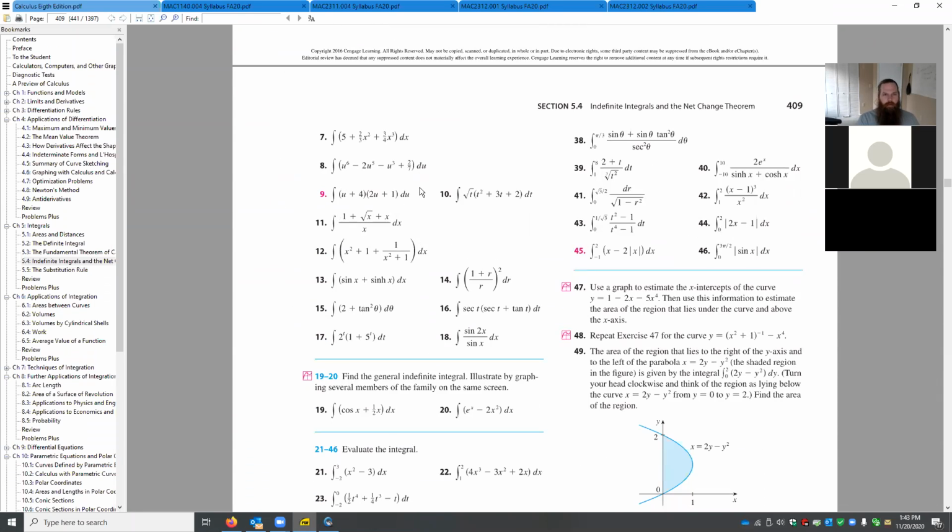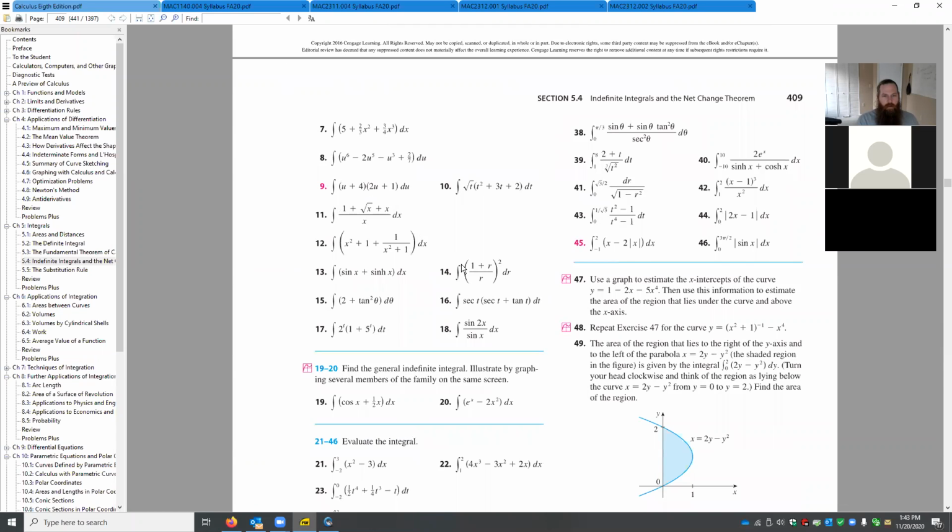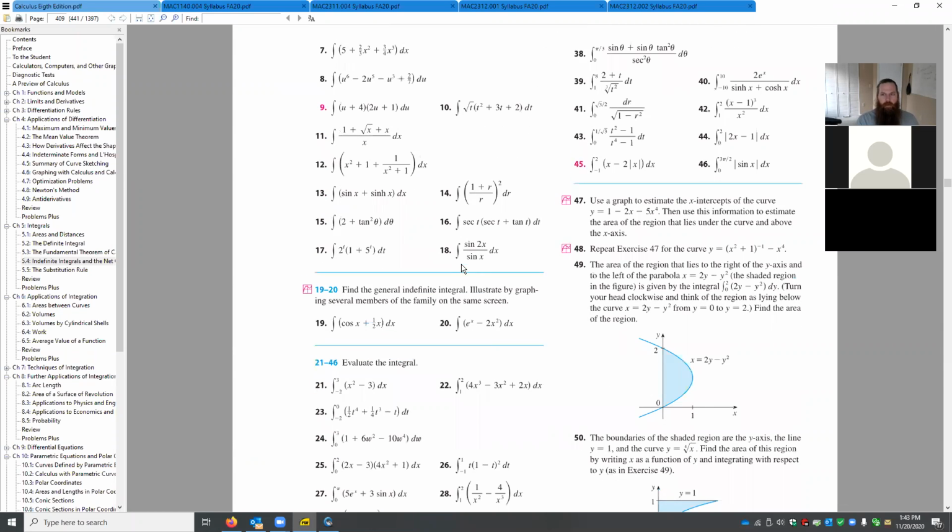There's plenty of things like these, right? Just calculate the antiderivative, but you're using the integral notation now. Try to get comfortable with the notation. And then challenge yourself on the application problems.